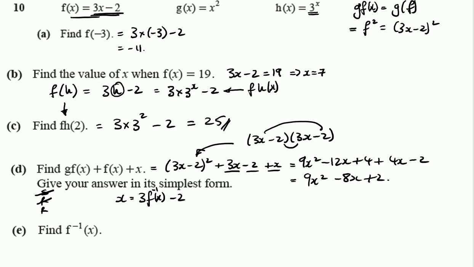And I'd start, as always, by getting rid of that 2 to the other side. So 3 f inverse x equals x plus 2. And I'm going to divide by 3 everywhere to cancel out that 3, which means f inverse x equals (x plus 2) over 3.